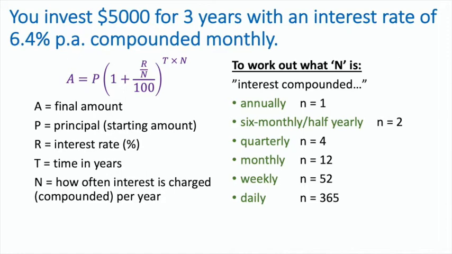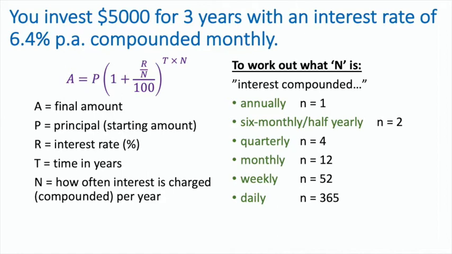So write down the letters. Don't write down the letter A because that's what we're trying to find out. But next to the letters P, R, T, and N, I want you to write down what number they would be from this scenario. Remember, P, that's our starting amount. R, that's the percentage. T is time in years. And N, look for the word compounded. See if you can work out what number goes with it. Go.